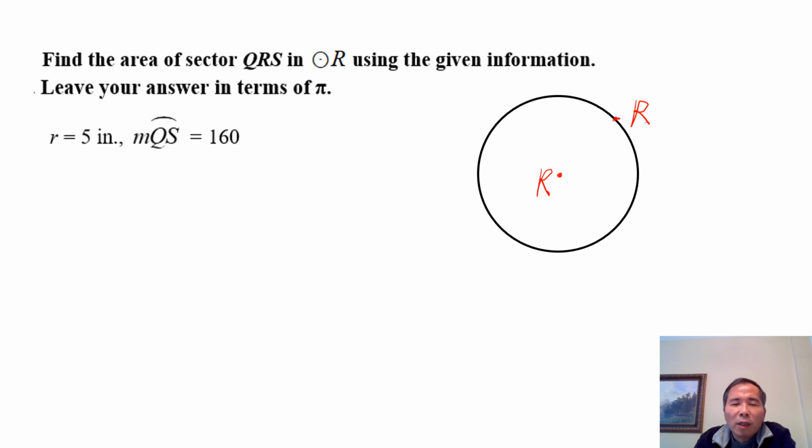RS is about 160 degrees, so it's not quite a semicircle, but almost. Excuse me, here should be QRS. That's the area we want to know. It's the sector. The radius is 5.